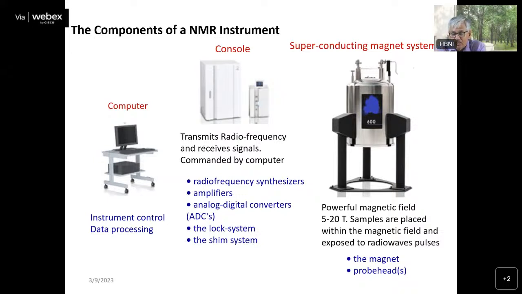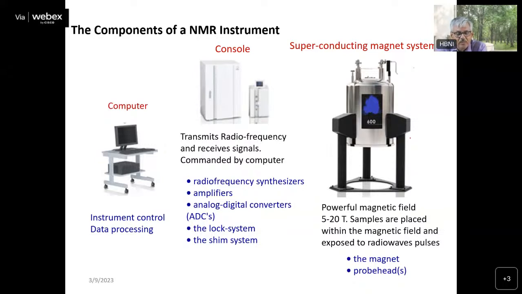In the magnet system, there is a powerful magnetic field ranging from 5 to 20 Tesla, depending on the machine, produced from a superconducting magnet system, and then samples are placed within this magnetic field and exposed to radio wave pulses. The major component is your magnet system, and you have the probe head where the radio frequency pulses are given, and also the signals are received.